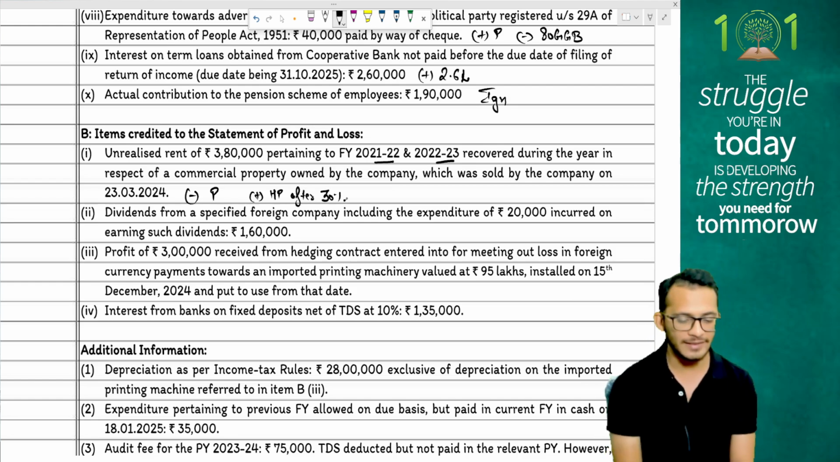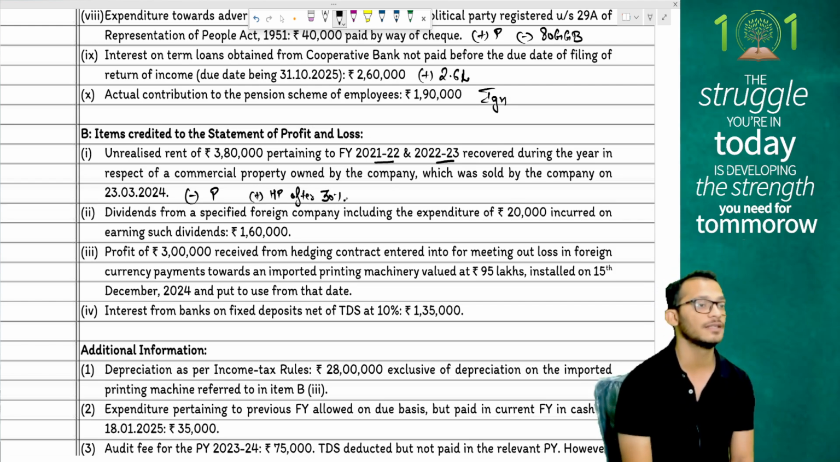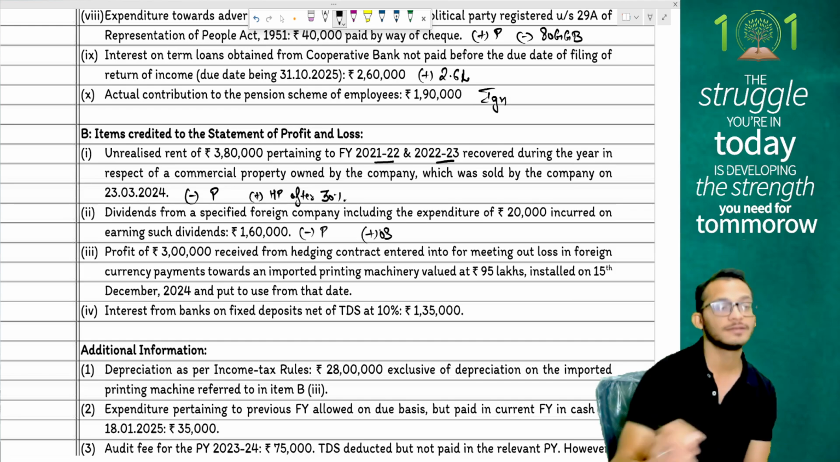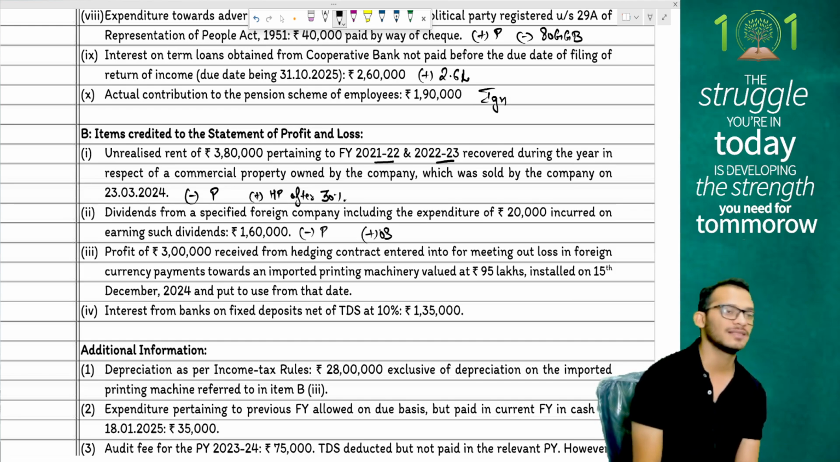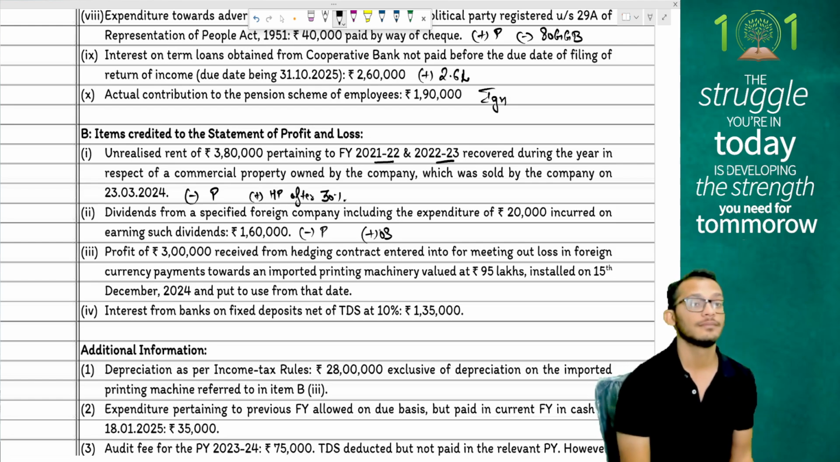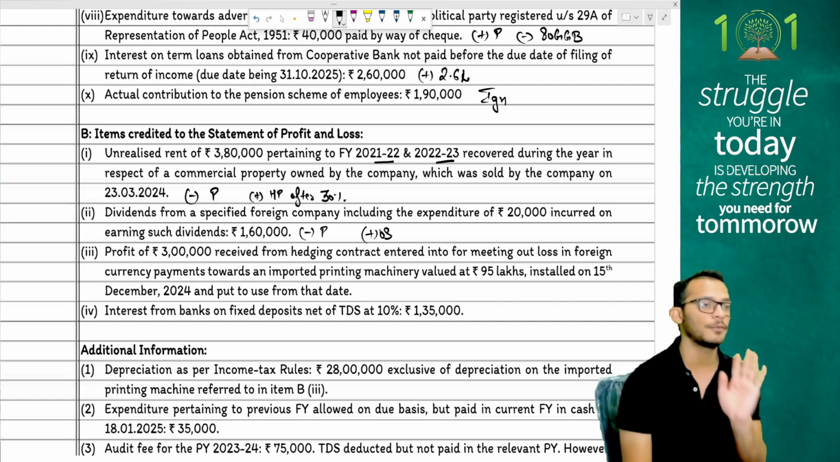Next, dividends from a specified foreign company, including expenditure of 20,000 incurred for earning such dividends. People, this is move from PGBP, add to IFOS. People, again, I have a question here. We are in the heading called items credited. So I am talking about dividends here. So dividends gets minus 1.6 and gets added 1.6 in OS.